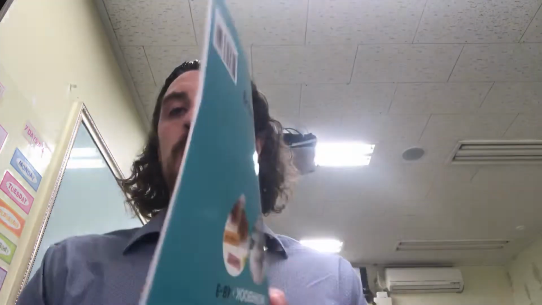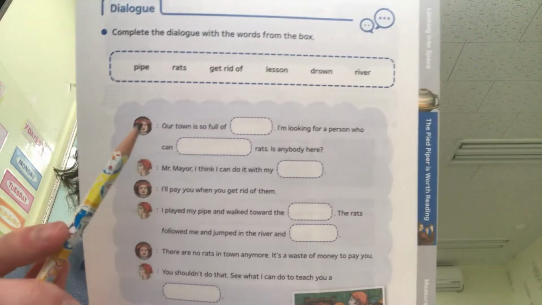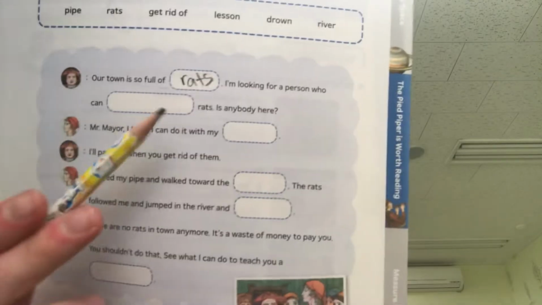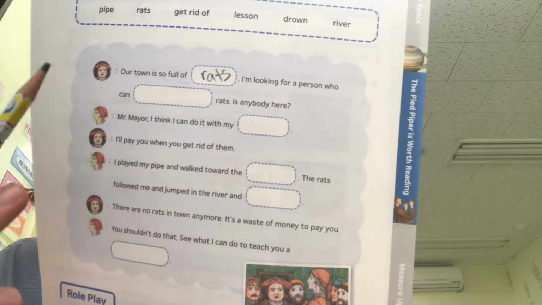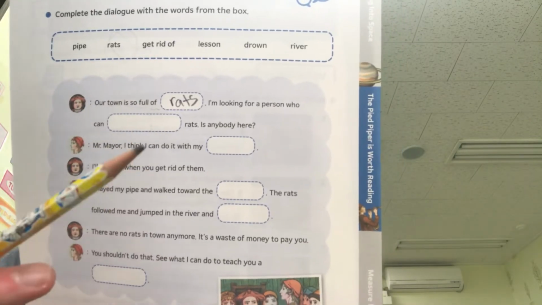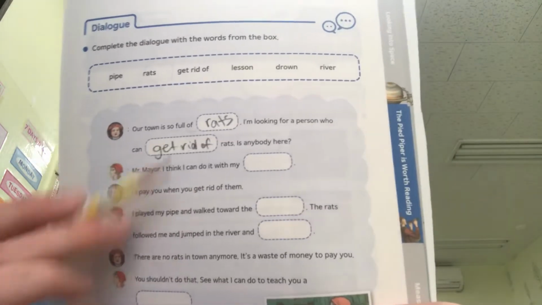Okay. 21. We're filling in the blanks with the words up here. Our town is so full of, what was it full of? It's full of rats. So that'll be the first one, rats. I'm looking for a person who can what? What do you want to do with the rats? You want to get rid of. I'm looking for a person who can get rid of rats. Okay? Get rid of rats.